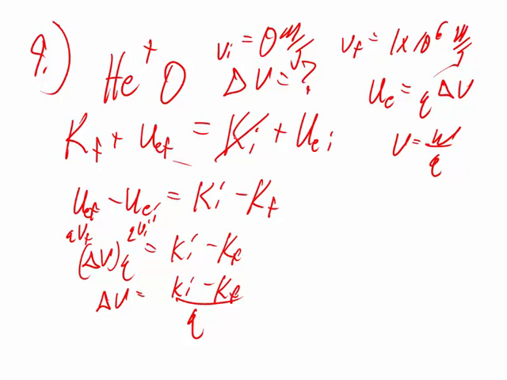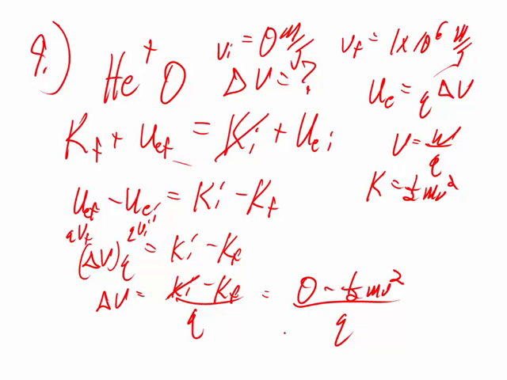Now we know this one we've already said is 0. And you said, well, how did you get that? Well, look, kinetic energy is 1/2 mv squared, all right? If the initial velocity is 0, then kinetic energy is 0. And so we have that the change in voltage is equal to 0 minus 1/2 mv squared over Q. So now let's plug everything in.